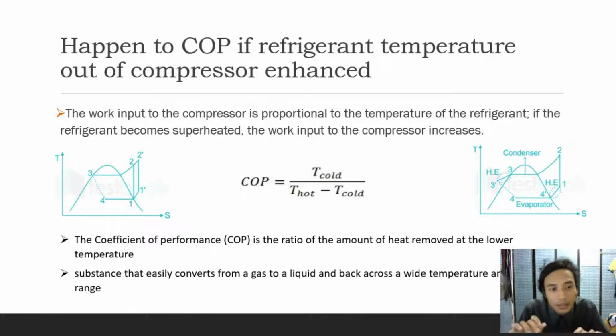So this means the work input to the compressor is a function of the temperature of the refrigerant. When the refrigerant is superheated, the work of the compressor will also increase. Now, if you refer to the formulas that I have given in my slide, the coefficient of performance is the ratio of the amount of heat removed at the lower temperature to the work put into the system, isn't it? All right.